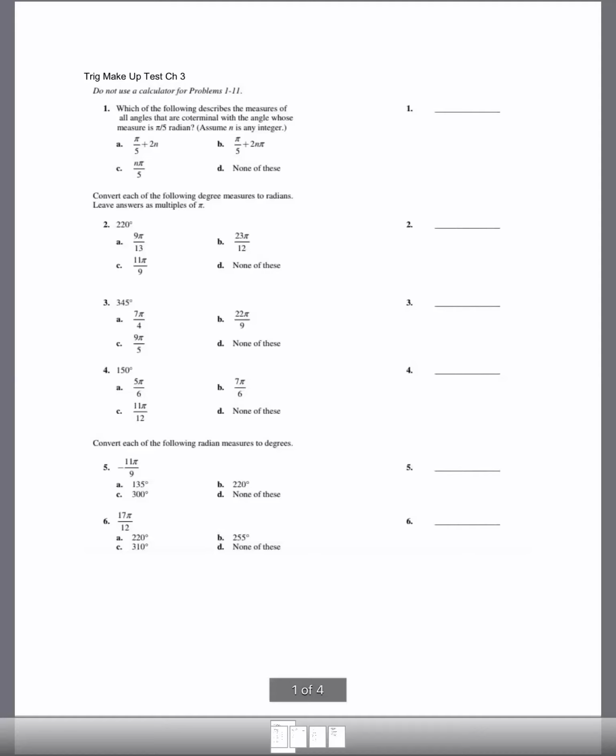Let me pull that up and then we can go over whichever ones you want. All right, what number are you looking at? Could you go over number 12? Sure.